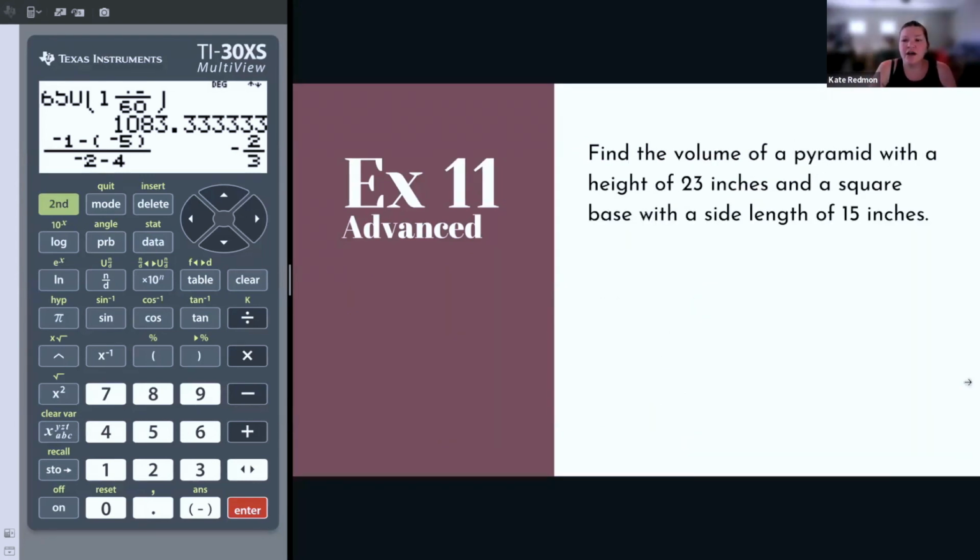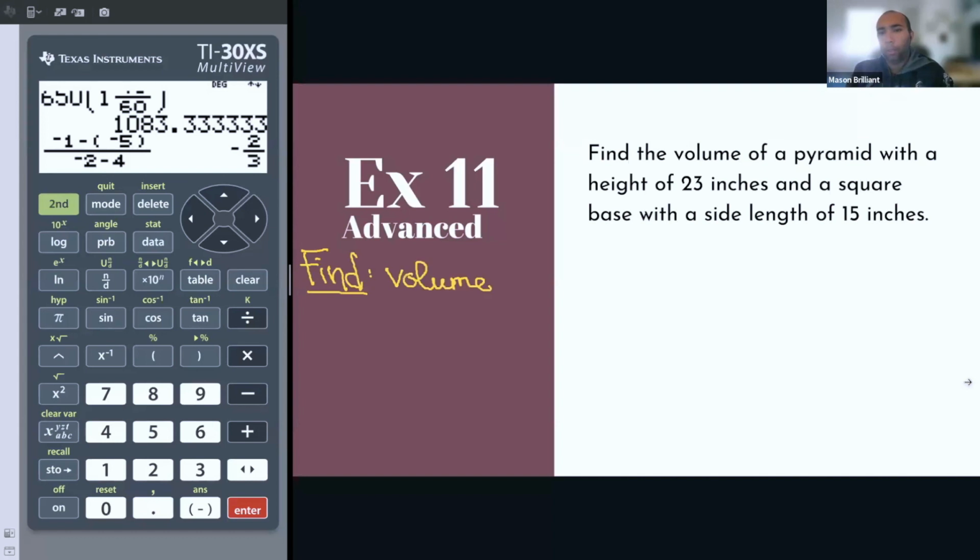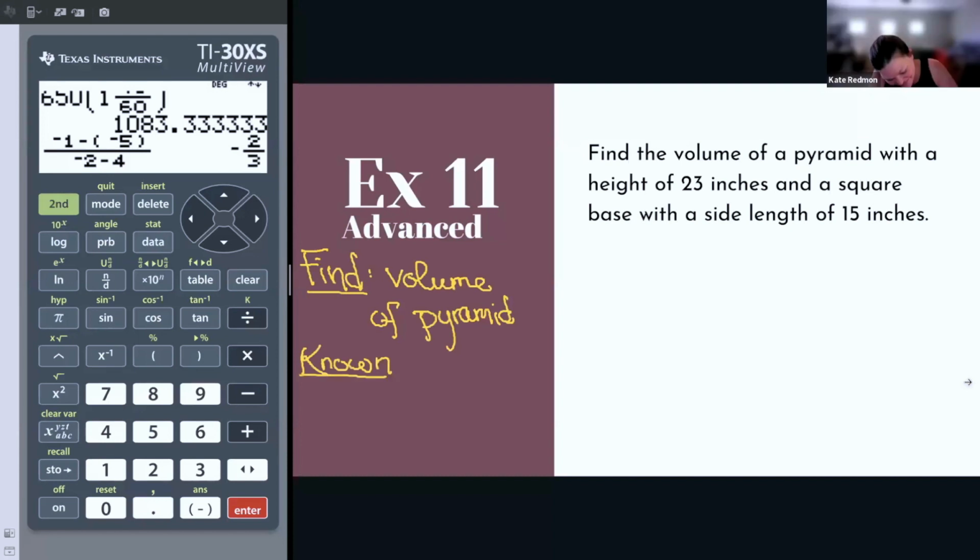Find the volume of a pyramid with a height of 23 inches and a square base with a side length of 15 inches. What am I looking for? The volume of a pyramid. Good. And what do I know? The height being 23 inches and a square base with the side length of 15. He's like, that's not the information I was expecting.